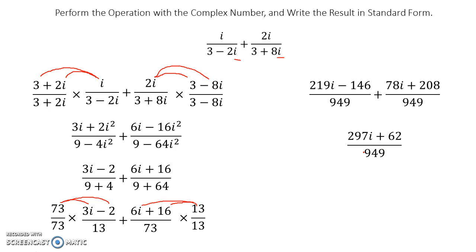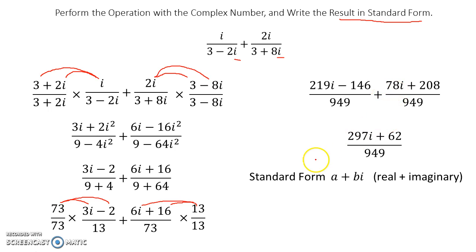The only thing I have left to do is this last part here, write the result in standard form. So as a point of review, standard form just means we're going to separate out the real part from the imaginary part. In this case, what I actually have to do is make two fractions again. I'm going to write 62 over 949 as my real part, 297i over 949 as my imaginary part. This then is the answer that we need to use.